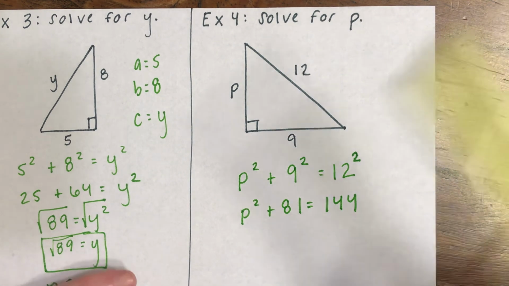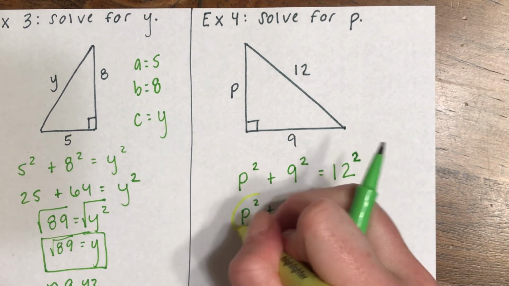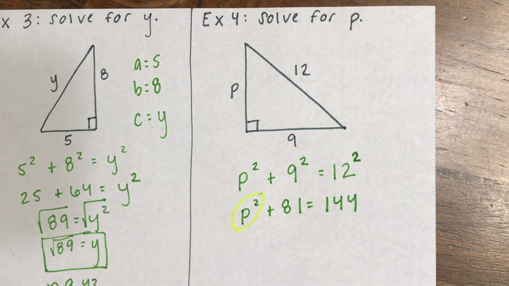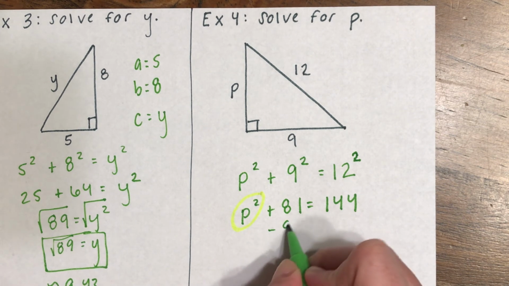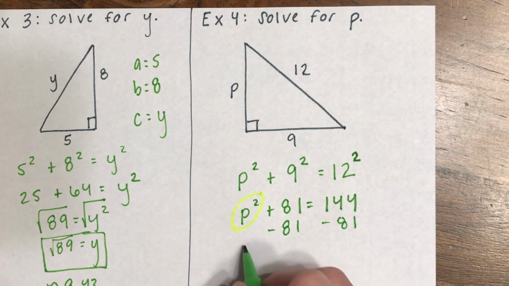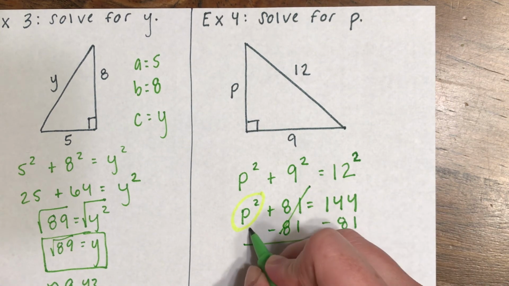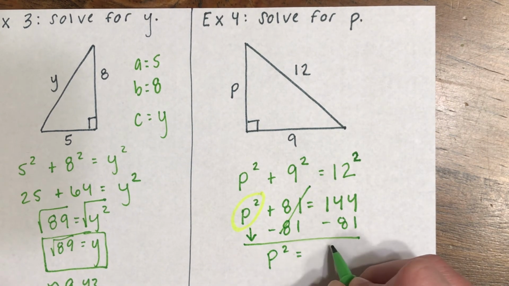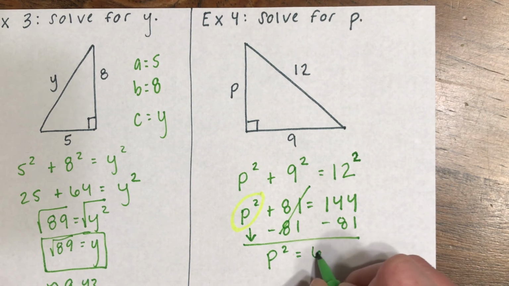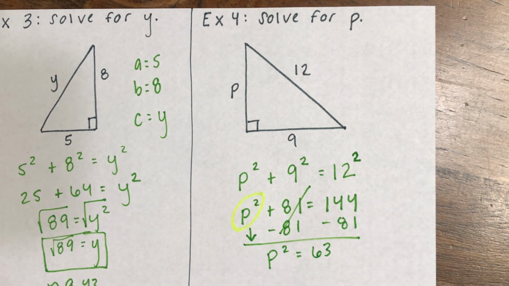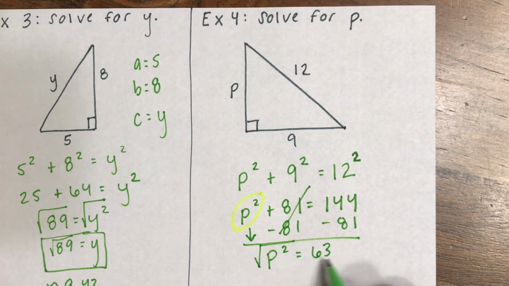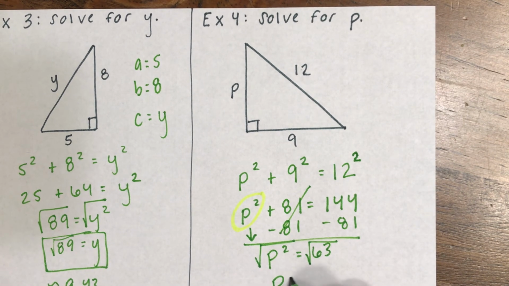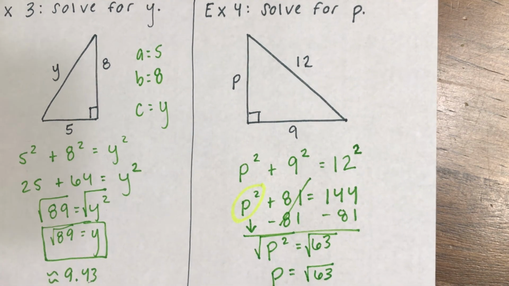So here, again, like I had on the last one, where we weren't solving for the hypotenuse, we have to get P by itself, so I've got to use the inverse operation for plus 81, which we know is subtraction. All right, this cancels. I bring my P squared down, and when I subtract 144 minus 81, I get 63, okay? I'm going to use my inverse to take away the exponent to solve for P, and I get the square root of 63.